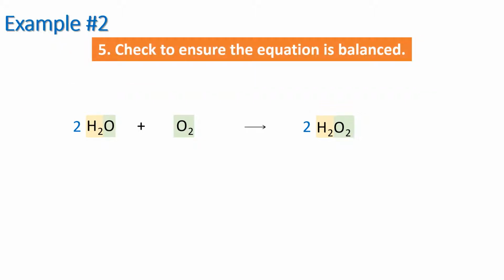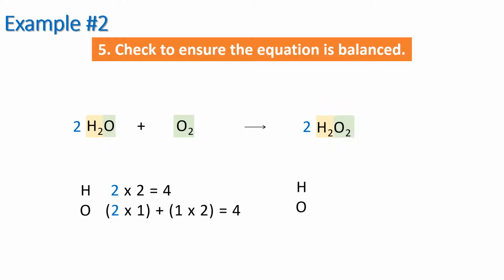And rule number 5 is to double check our work. So let's bring up our elements, and we're going to multiply coefficients and subscripts for hydrogen, and we're going to get a total of 4 hydrogens in the reactants. And for oxygen, this is held in 2 places in the reactant, so multiplying the coefficients and subscripts for each of those places gives us a total of 4 oxygens.